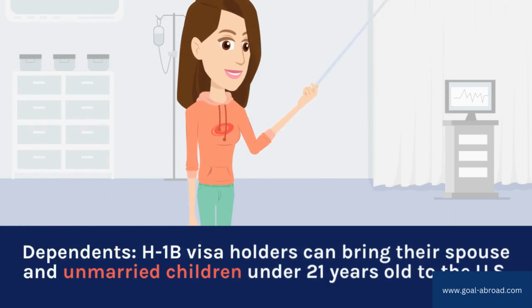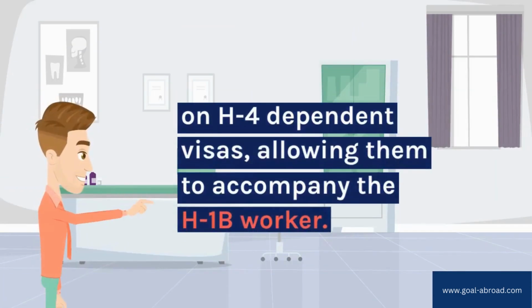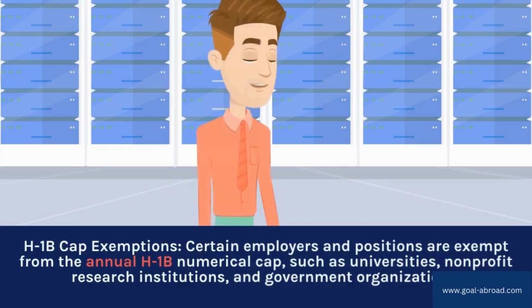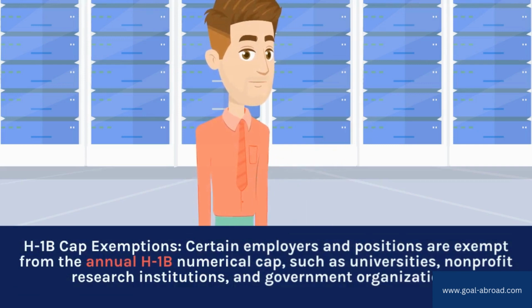Dependents. H-1B visa holders can bring their spouse and unmarried children under 21 years old to the U.S. on H-4 dependent visas, allowing them to accompany the H-1B worker. H-1B cap exemptions. Certain employers and positions are exempt from the annual H-1B numerical cap, such as universities, nonprofit research institutions, and government organizations.